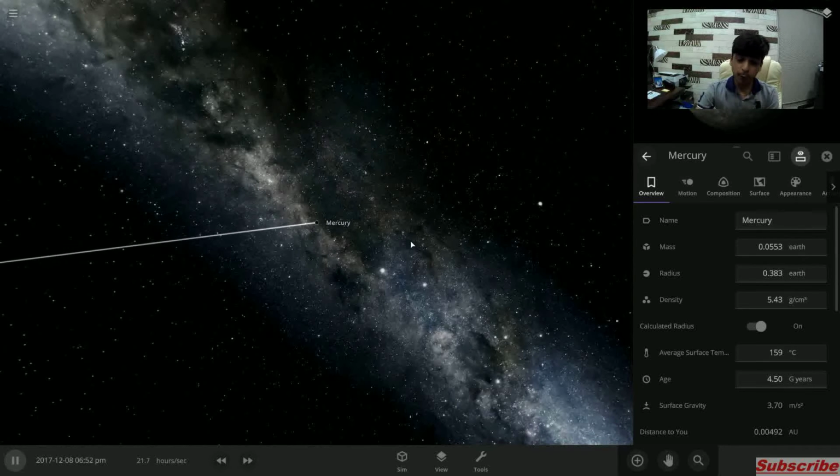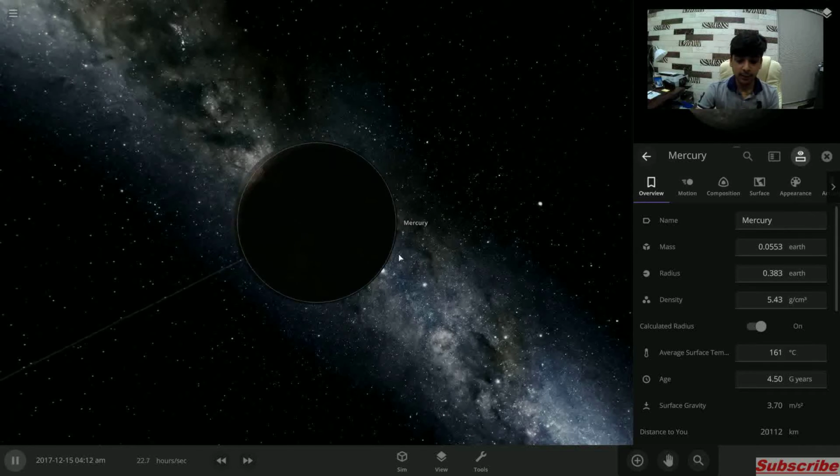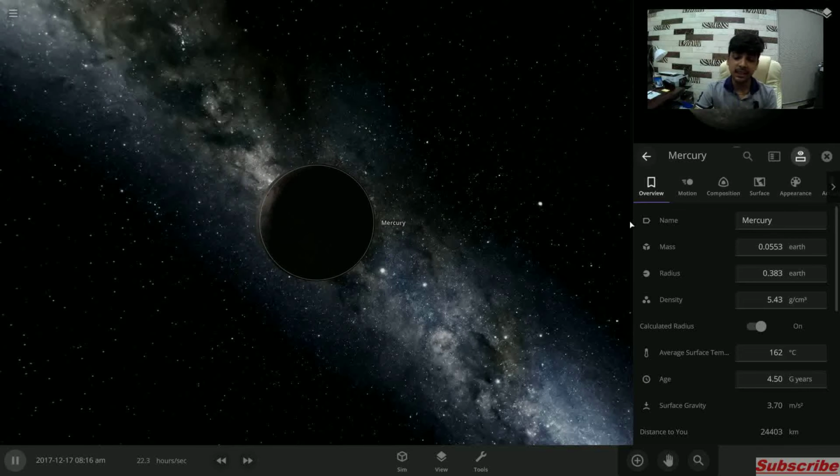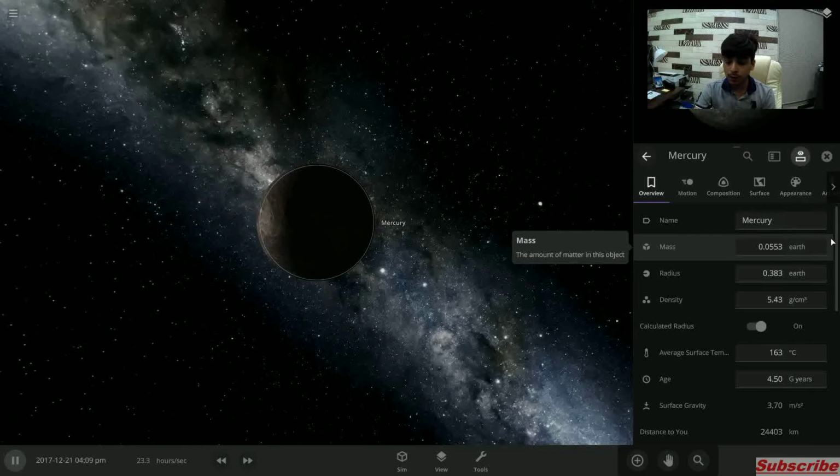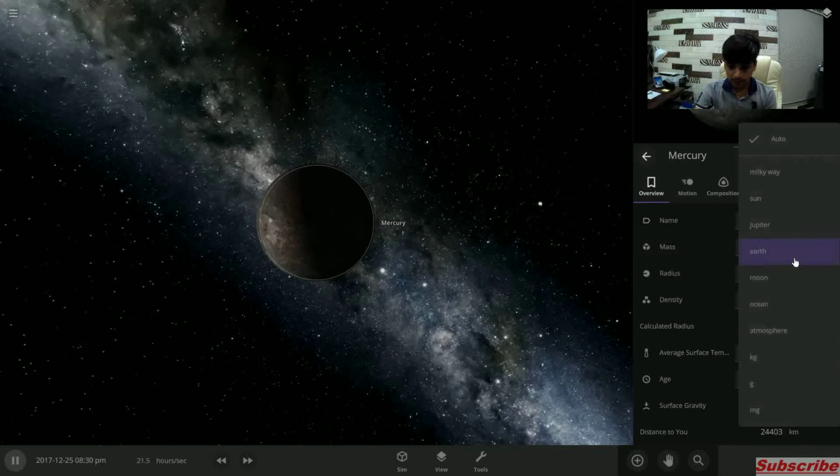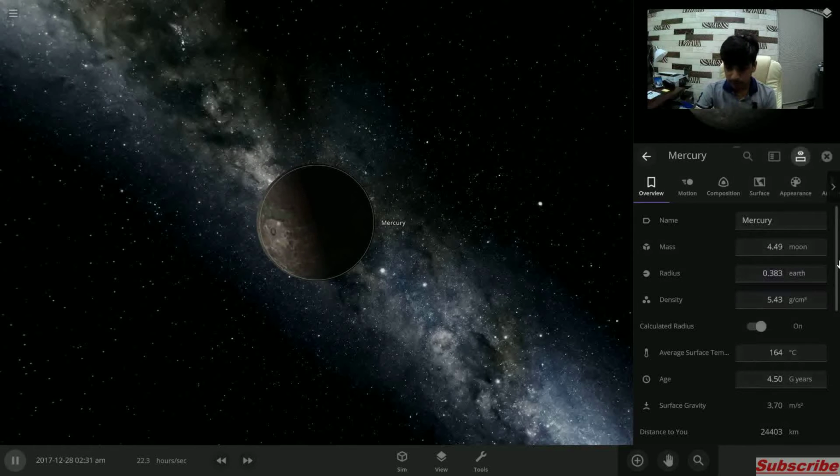Now a little bit of a fun fact, Mercury is actually smaller than some of Saturn's and Jupiter's moons. Just a little fun fact. Anyway, this is a terrestrial planet. It has the mass of 0.0553 Earths. To put that in other words, it has the mass of 4.49 moons. So it's 4.5 moons basically.